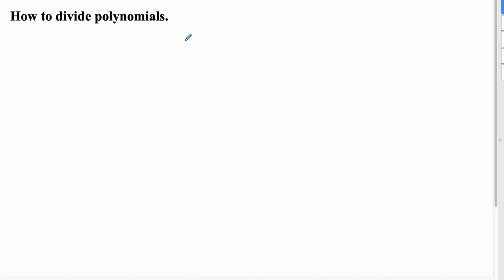So how to divide polynomials. Let's say we have something like a cubic, right? x cubed plus 3x squared plus 7x minus 2. And we want to divide it by, how about x plus 2? I just said plus, but I said minus. It really doesn't matter. We'll just stick with minus, okay?